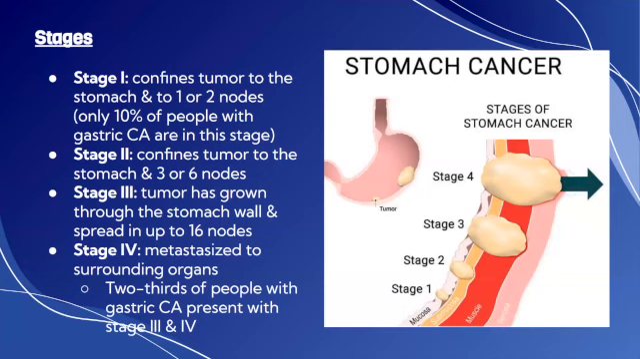For the stages, we have stage 1. This confines the tumor to the stomach into 1 or 2 nodes, and it's only in 10% of people with gastric cancer. Stage 2 confines tumor to the stomach in 3 or 6 nodes. Stage 3, the tumor has grown through the stomach wall and spread in up to 16 nodes. Stage 4, it's gone to other surrounding organs. And stage 4 is where 2/3 of people are with gastric cancer.